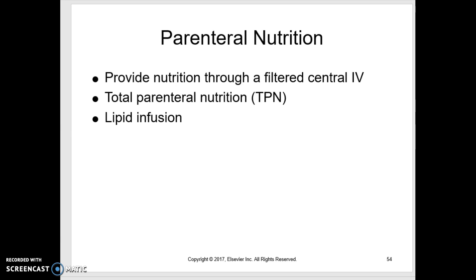If you're on TPN, you have to have a central line, and so we've got to teach family the care of that. Lipids are fats. TPN has everything except fat in it, so between the two together, then you truly do have total parenteral nutrition.